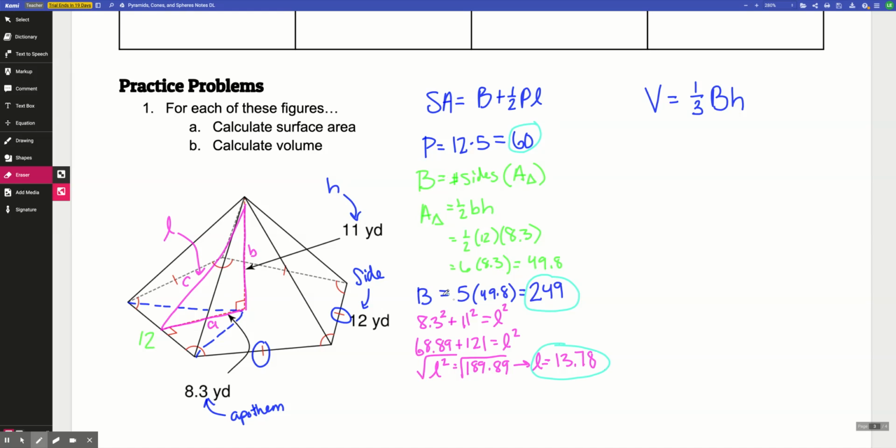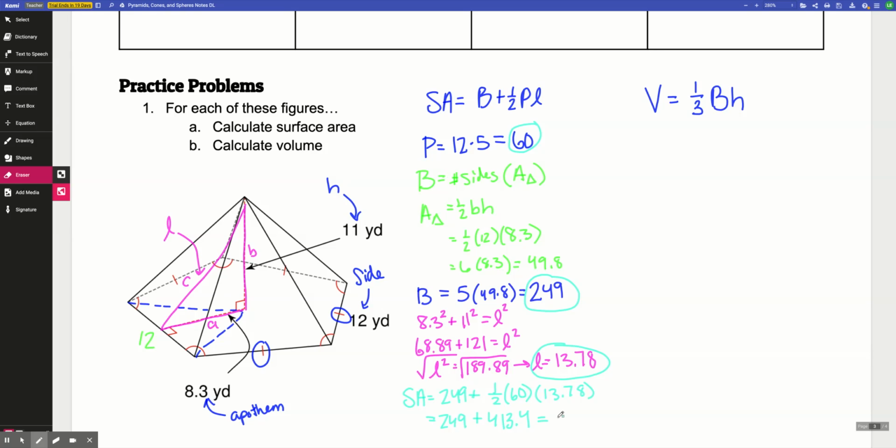So let's plug those into the surface area formula. Okay, so my surface area is the area of the base shape, which is 249, plus 1/2 times the perimeter, which is 60, times my slant height, which is 13.78. Okay, so half of 60 is 30, and 30 times 13.78 is 413.4. So I'm going to add that to 249.